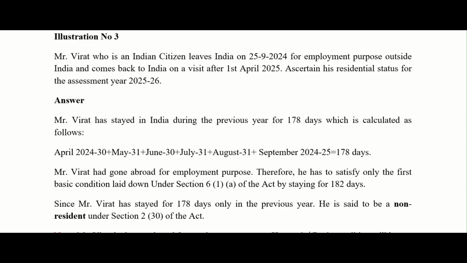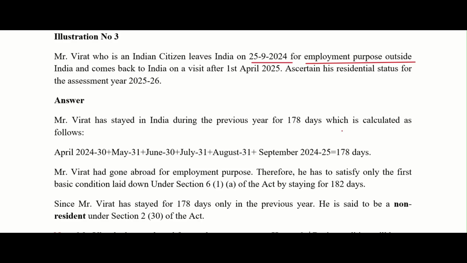So Mr. Virat, who is an Indian citizen, leaves India on 25/9/2024 for employment purpose outside India and came back to India on a visit after 1st April 2025. Ascertain his residency status for the assessment year 2025-26. See, in this problem, you have to note the employment purpose. I have given the exemptions or exceptions to basic condition 2. A person who leaves India for employment purpose and a crew member of an Indian ship, both are exceptions for basic condition 2. So for that understanding, we are doing this problem.